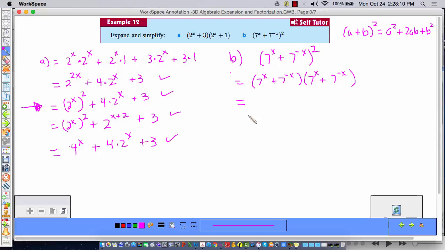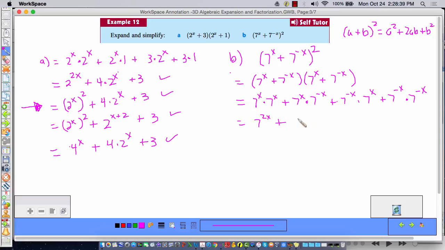Okay, so we will just expand as usual. 7 to the x times 7 to the x plus 7 to the x times 7 to the negative x plus 7 to the negative x times 7 to the x plus 7 to the negative x times 7 to the negative x. All of these have the same base, so this is 7 to the 2x. x plus x is 2x.